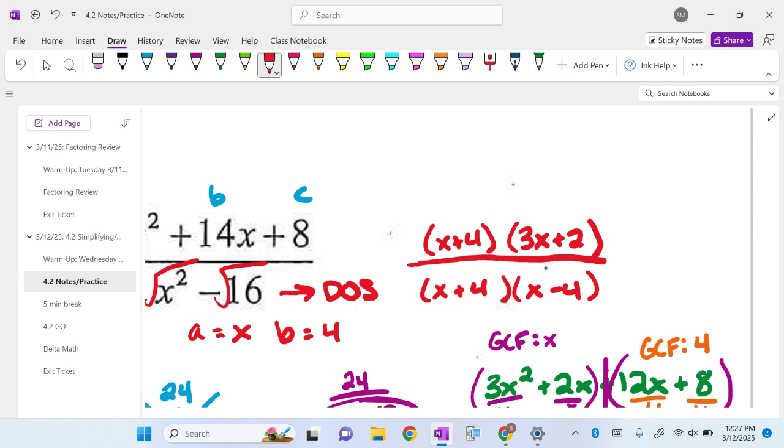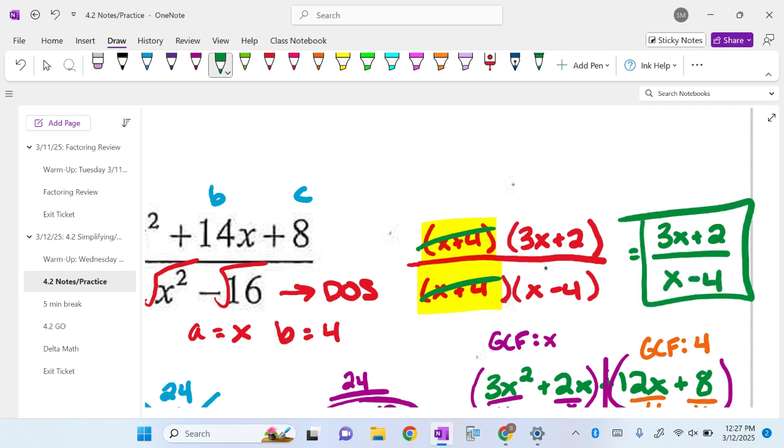So once I get here, I can start the crossing out process. What's the only factor that I can cross out between the top and the bottom? x plus 4. We have both of those in common, so they go bye-bye. What am I left with? Good. 3x plus 2 all over x minus 4.